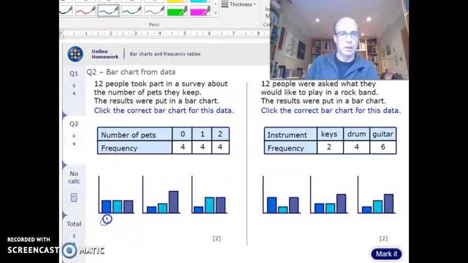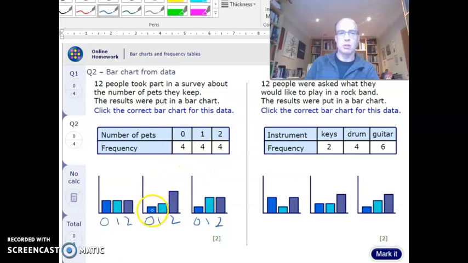So we can draw on here. We've got 0, 1 and 2, 0, 1 and 2, 0, 1 and 2. So pretty bad graphs because we've got no titles, we've got no scale, but we've got some general shape of the bars. So we can work out, we have a look at this one, we've had 4 people said none, 4 people said 1, 4 people said 2. So my bar heights should all be the same, 4, 4 and 4.